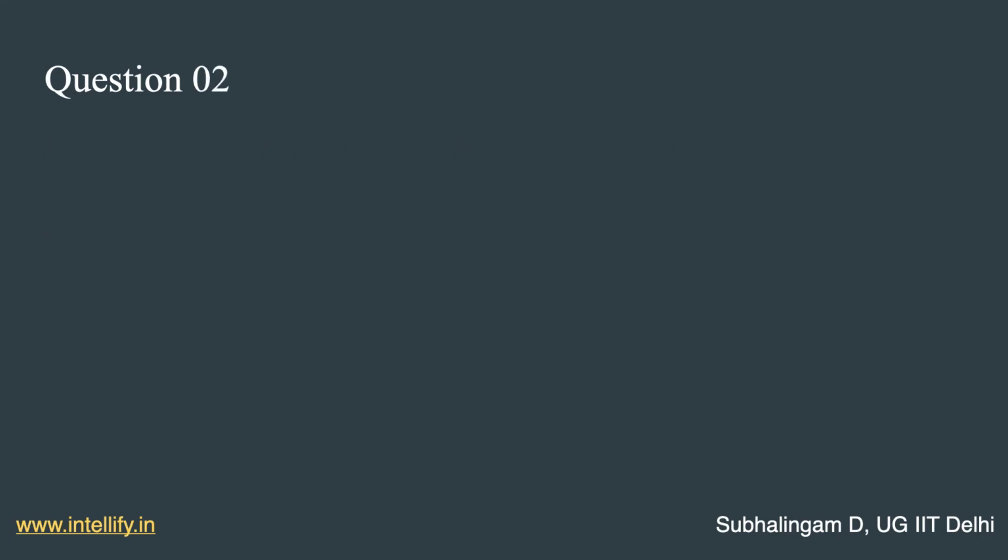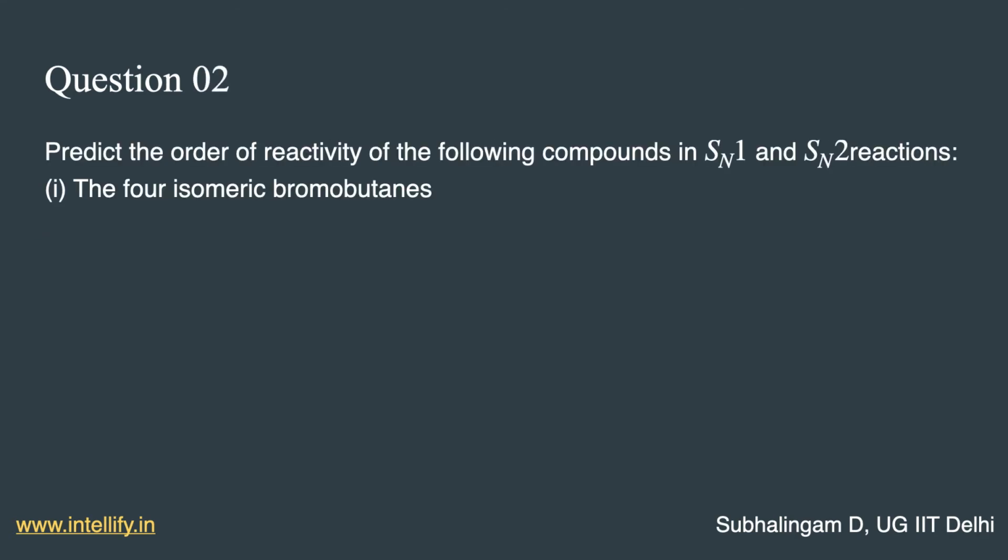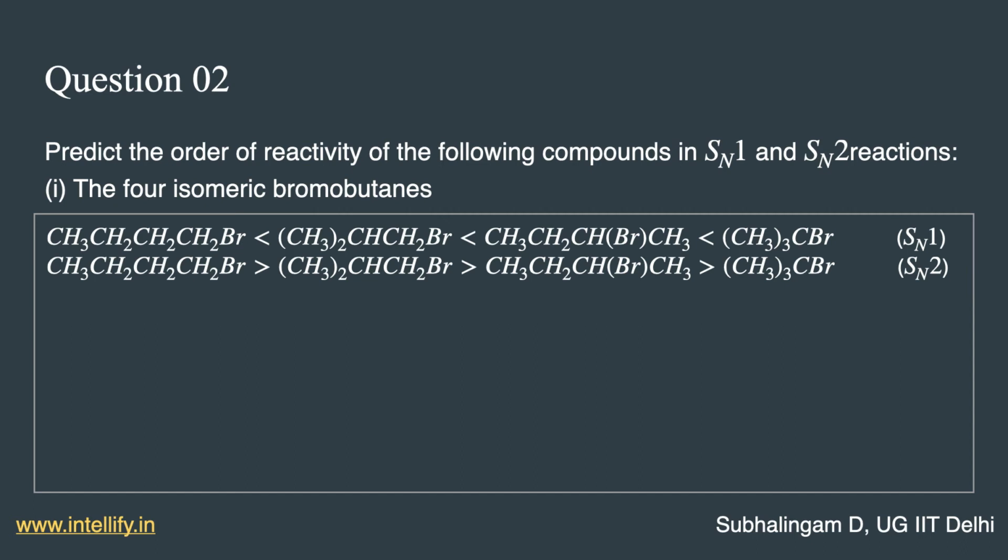Let's look at another example. Let's try to predict the order of reactivity of the following compounds in SN1 and SN2 reactions. First one in the line is the 4 isomeric bromobutanes. So let's look at the answer first. So this is the answer, and let me give you the explanation now.